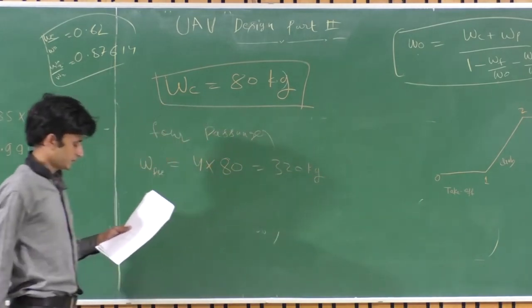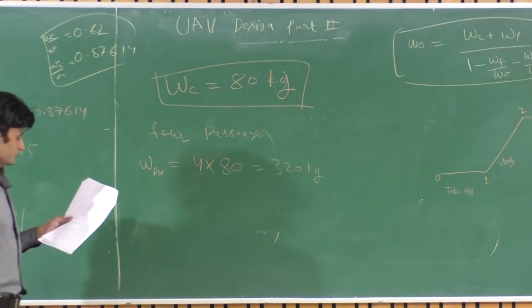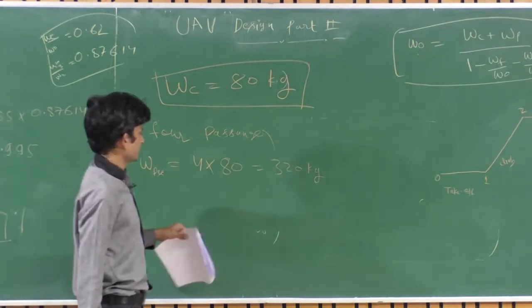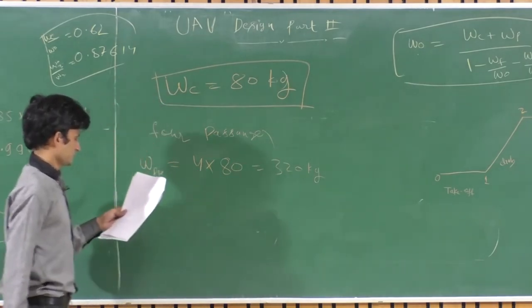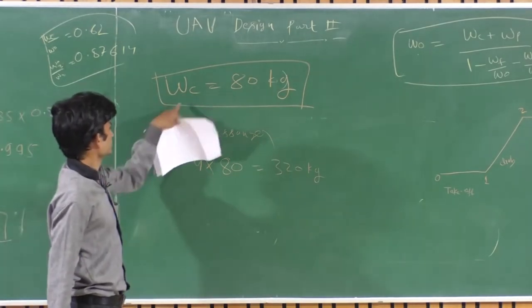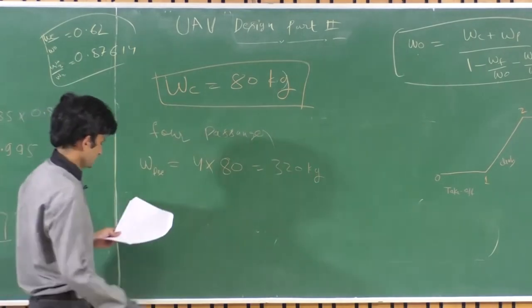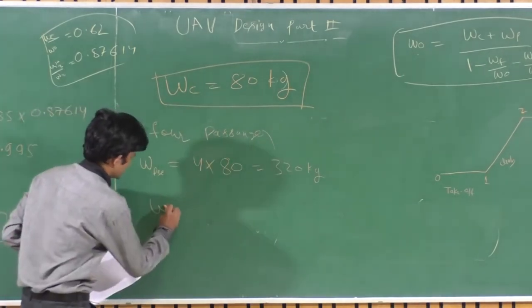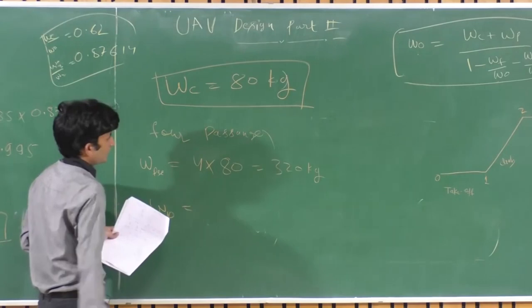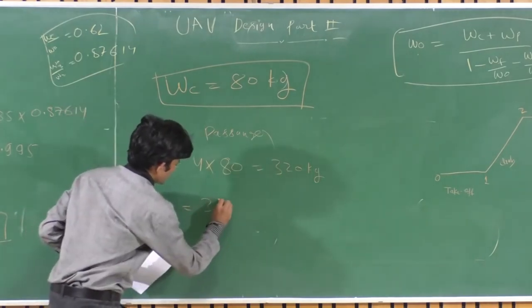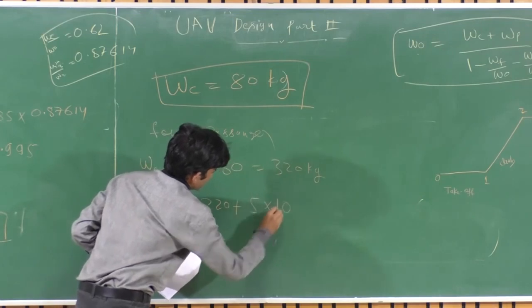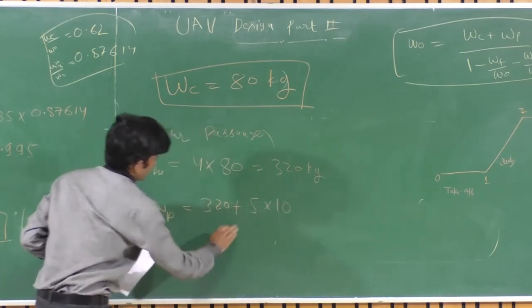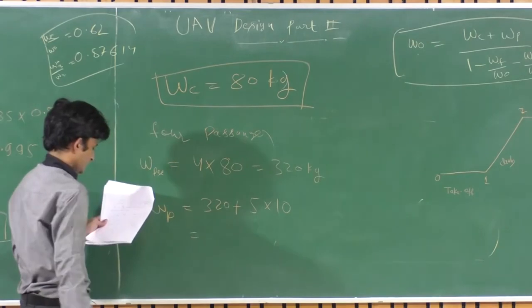Okay. And let's say every person is carrying 10 kg extra weight. So how many persons are there? 4 passengers plus 1 crew, 5 persons, right? So W payload will be nothing but 320 and 5 persons carrying 10 kg extra weight, which is nothing but the bags and all, 5 into 10, okay? You will get 370 kg.